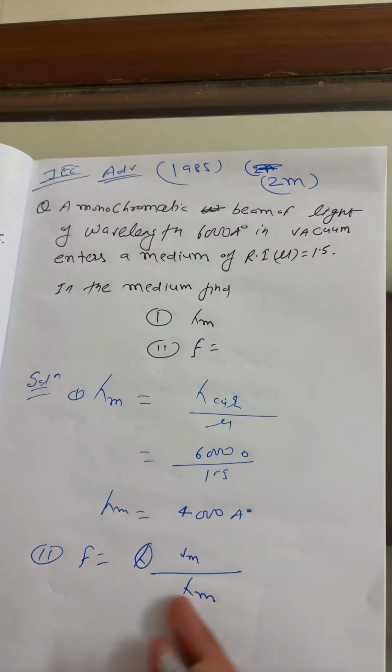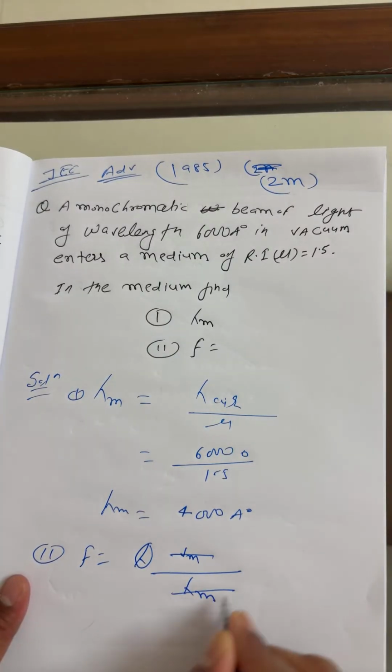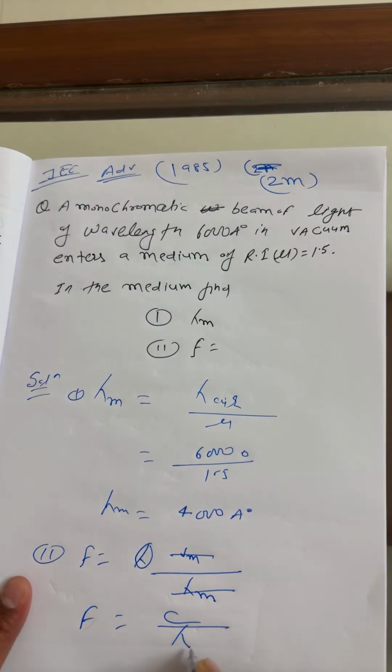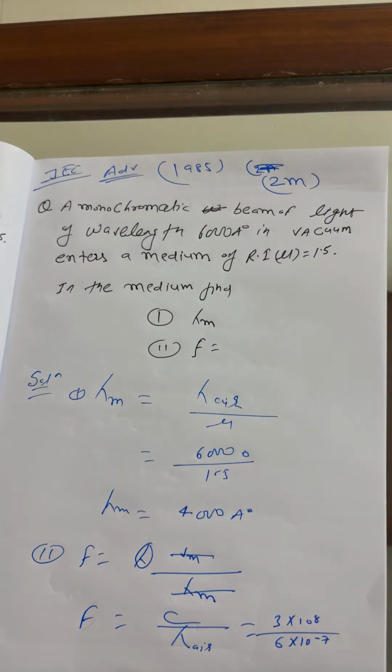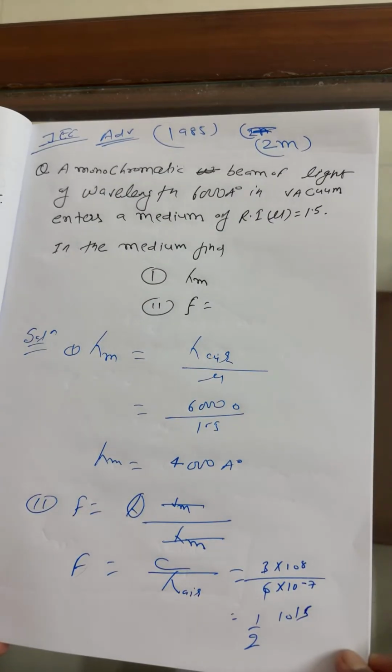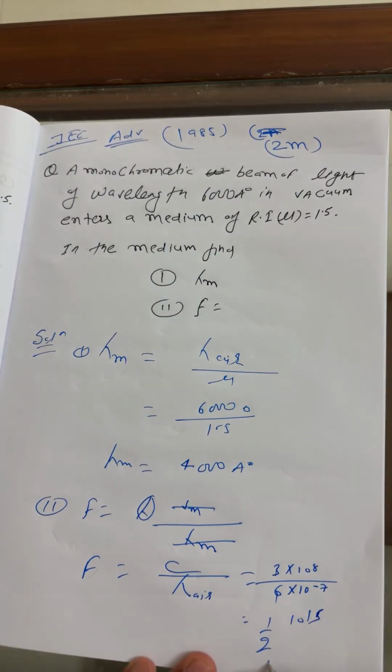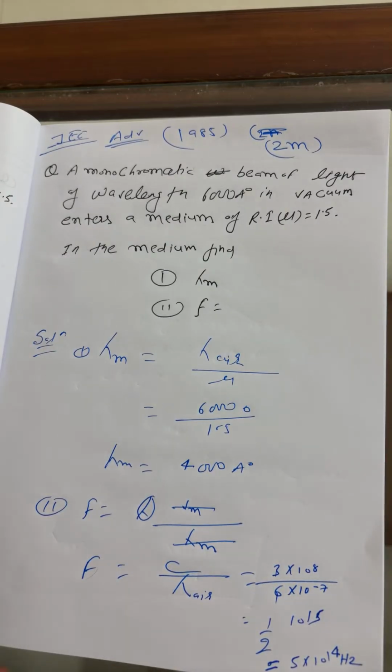Since it's independent of the medium, we can write f equals c upon lambda, with lambda in the air. c is 3 into 10 to the power 8, and lambda is 6 into 10 to the power minus 7, angstrom converted. So 1 by 2 into 10 to the power 8 plus 7, that is 15. Now 1 by 2.5 is 0.5, so you can write 5 into 10 to the power 14 hertz.